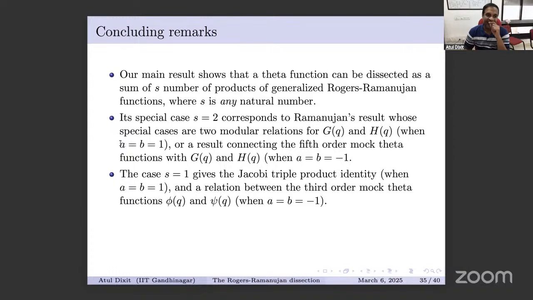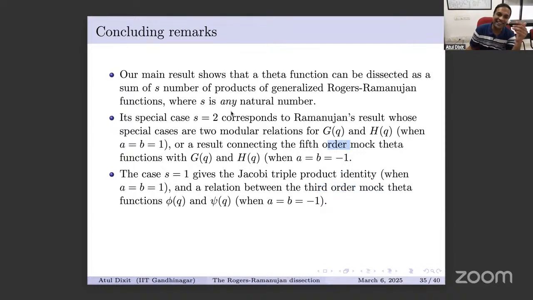First thing is that whether S is 1 or 2, when you put A and B both equal to 1, you are getting relations which lie in the theory of modular forms, because either you get a modular relation between G and H, like G of Q to the power 4 plus H of Q to the power 4, or you get the Jacobi triple product identity. Of course, it lies in the theory of modular forms. But when you put A and B equal to -1, you are always going into the Mock modular world, because you either get third order Mock theta functions or fifth order Mock theta functions.